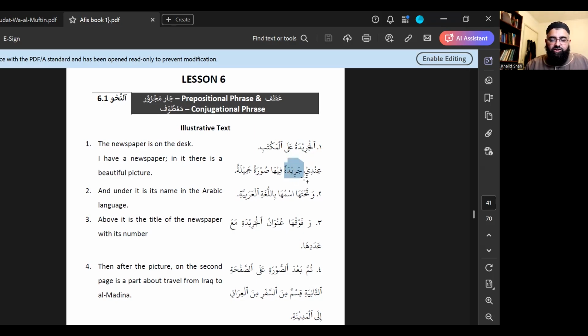So really, you can bring this at the start: al-jaridatu indi, the newspaper is with me, right? So here it's translated, I have a newspaper.